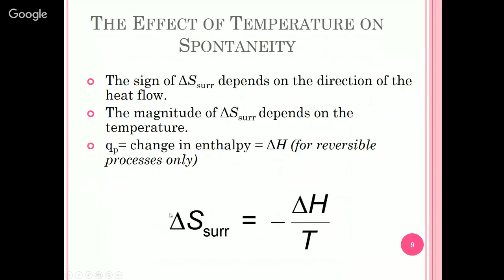So we have an equation, delta S of the surroundings. We have to keep this separate from the system. Delta S of the surroundings equals negative delta H over T. And T has to be in Kelvin, so we're going to have to do that conversion. When we're given Celsius, add 273.